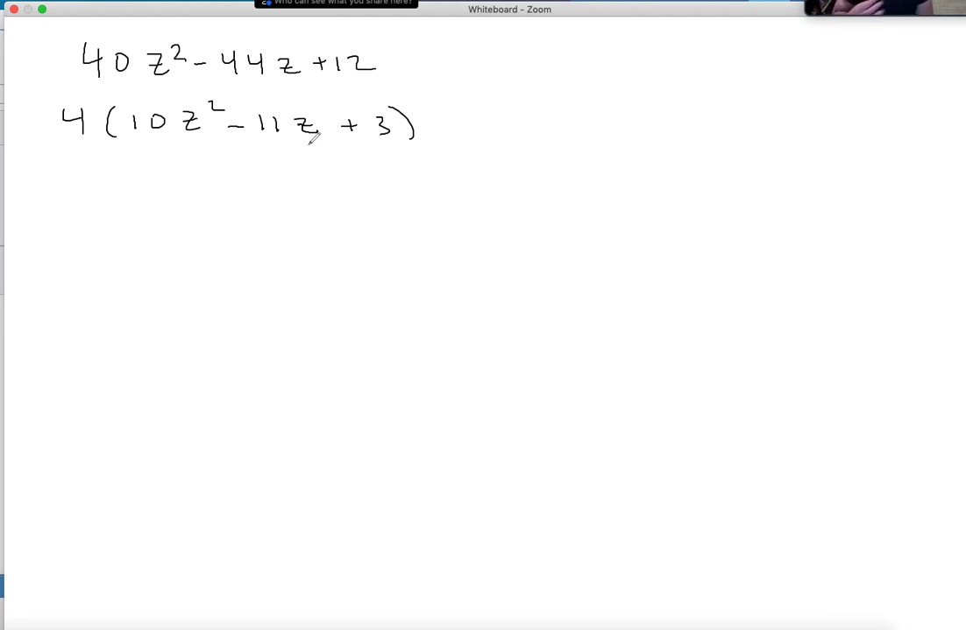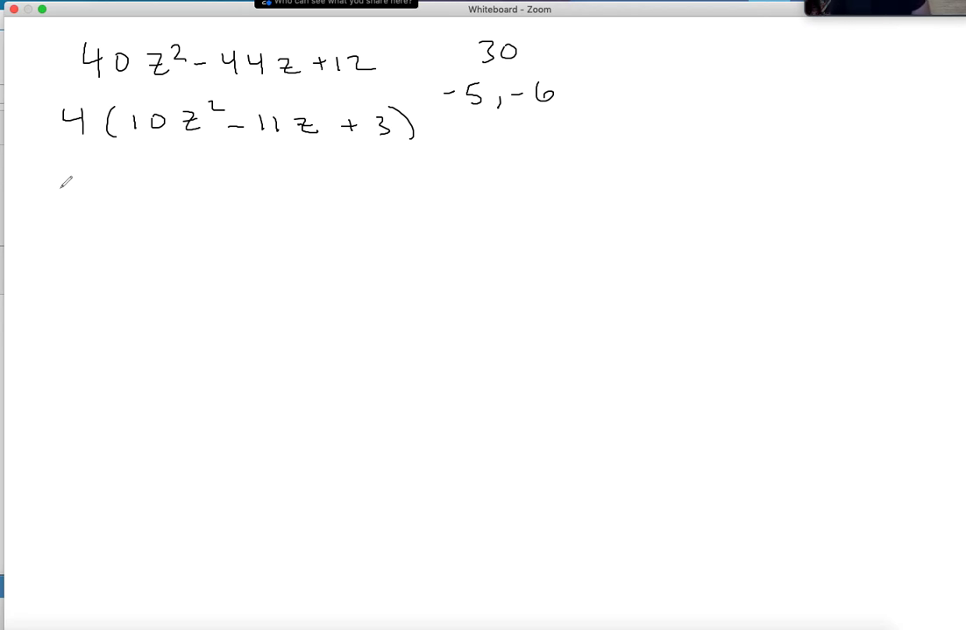And then the next step, and this doesn't matter if we're doing Magic or AC, these first couple steps are the same. The next thing we would do is do the A times the C. So A times C is 30. And then we ask what multiplies to 30 and adds to be negative 11. And so that would be negative 5 and negative 6. From here, that's where you have to decide, do I want to do this AC method or Magic method?